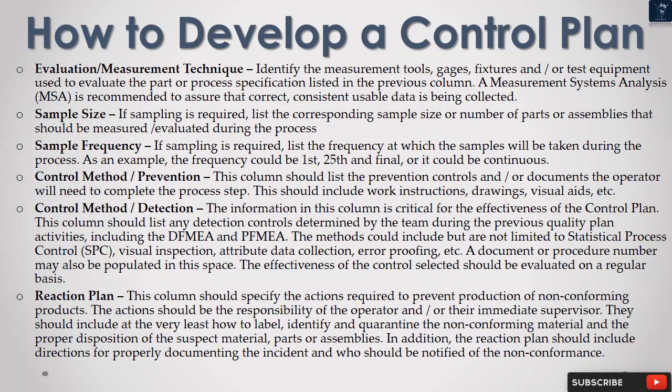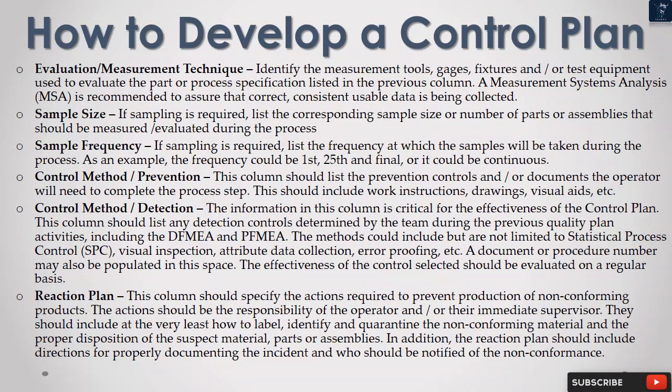This column should list any detection controls determined by the team during the previous quality plan activities, including the DFMEA and PFMEA. The methods could include but are not limited to statistical process control, SPC, visual inspection, attribute data collection, error proofing, etc. A document or procedure number may also be populated in this space. The effectiveness of the control selected should be evaluated on a regular basis.